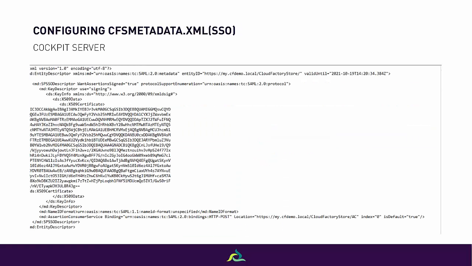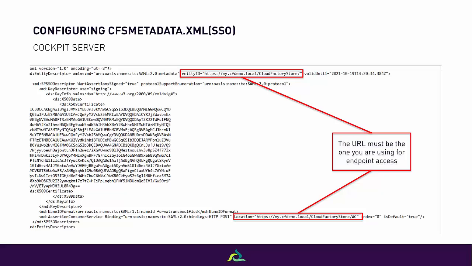Then we need to edit the CFSMETADATA.XML. The first time, this file does not exist. You need to create one. You can copy from an existing one or use the same content as we have here. What do you need to change? Two different places. The entity ID, this is the website CloudStore will be responding. And in the bottom, the binding component location needs to be specified as well. Just make sure in the second URL you have /AC configured.